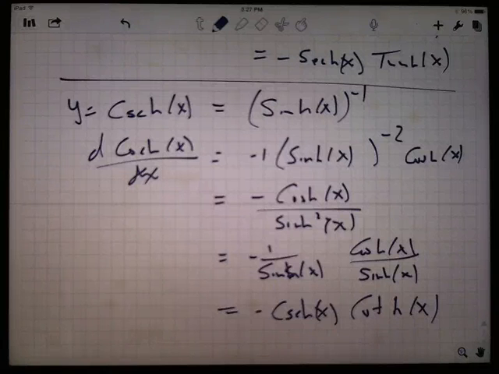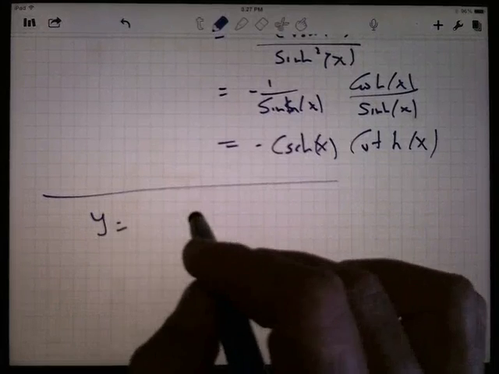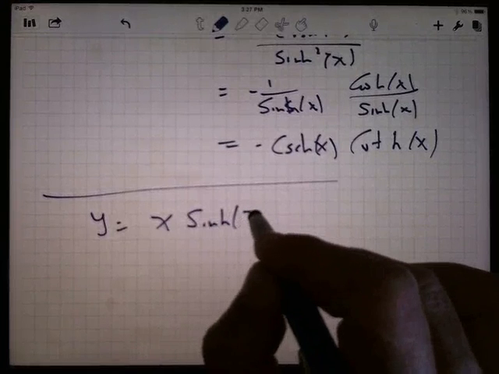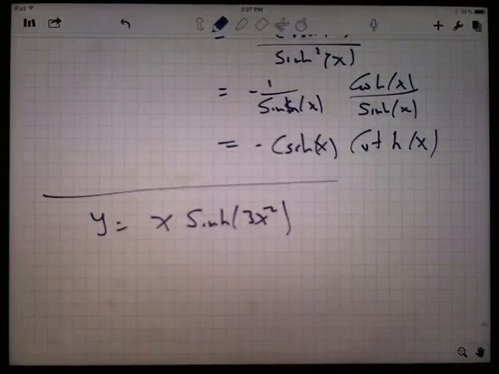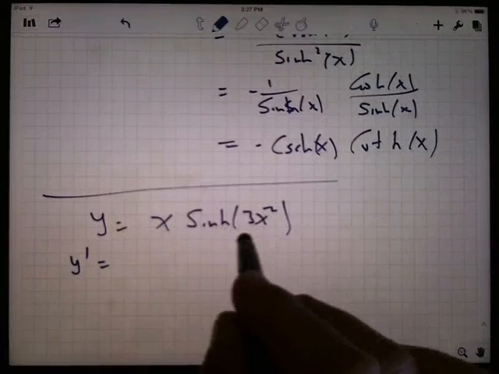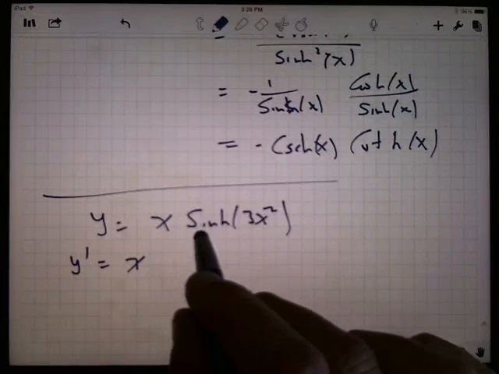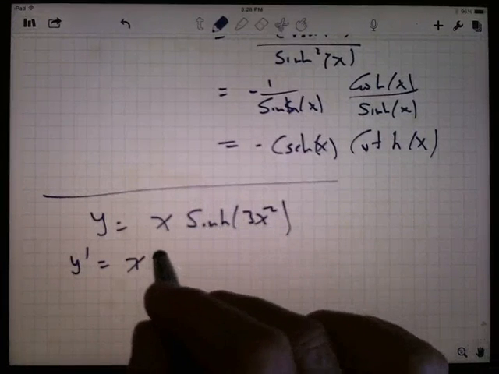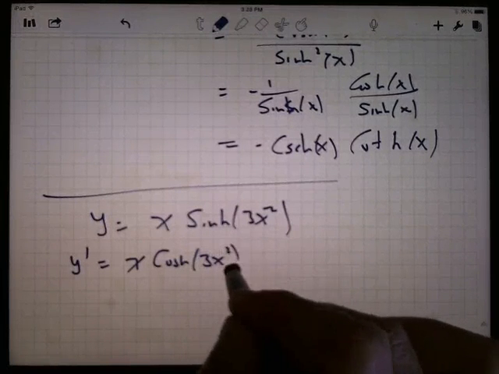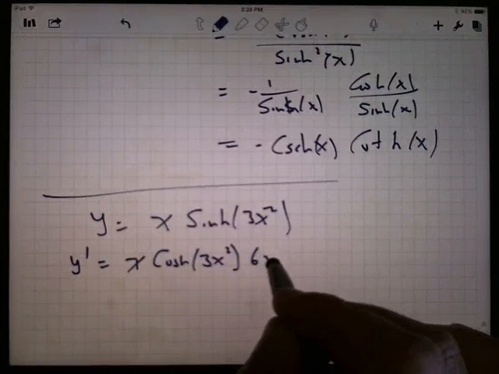These derivative rules play nicely with all the other derivative rules. So if I had something like y equals x times the hyperbolic sine of 3x squared, and I wanted, for whatever reason, to know what the derivative of that is, well then, this is a product, so I need the first one times the derivative of the second. Well, the second is the hyperbolic sine of something, so the derivative would be the hyperbolic cosine of that something, but then times the derivative of the inside. That's the chain rule. So 6x.